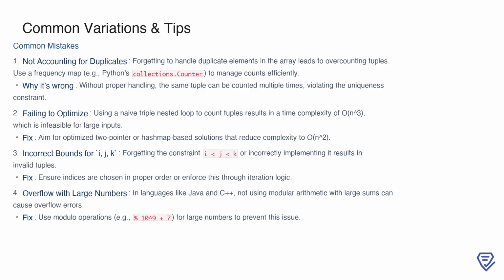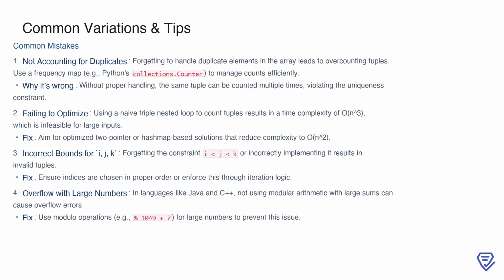Instead, optimized methods like the two-pointer technique or hashmap-based solutions can reduce the complexity to O(n squared), making the solution much more scalable. Another issue arises from incorrectly managing the indices i, j, and k. Since the problem requires i less than j less than k, neglecting this constraint can lead to invalid tuples. Ensuring this order through the iteration logic is essential.